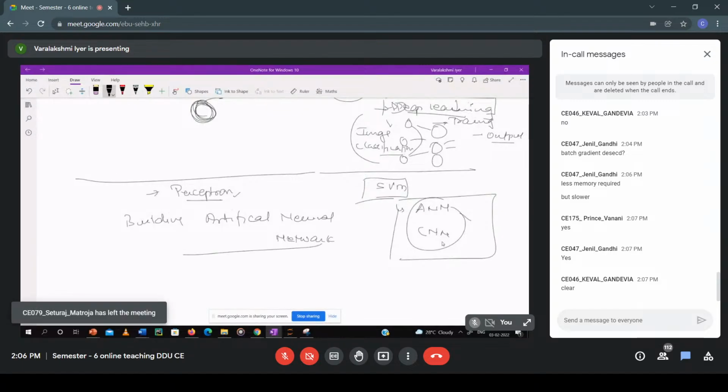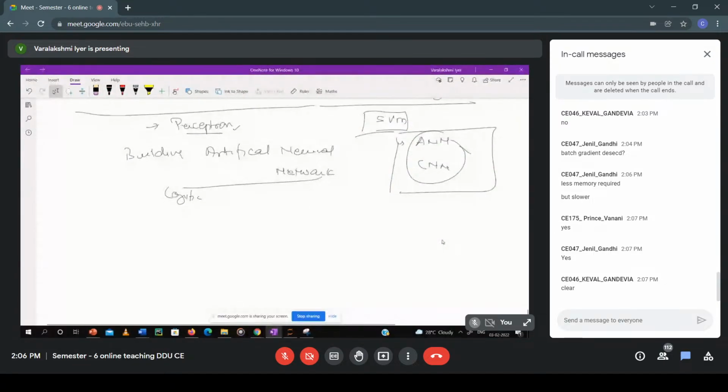Okay, so it is similar to what we studied in the case of logistic regression. What we studied in logistic regression is we were having certain inputs, x1, x2, x3. Suppose these are the three inputs that we have, and we have x0 equals 1 all the time, and we have certain weights assigned to it.